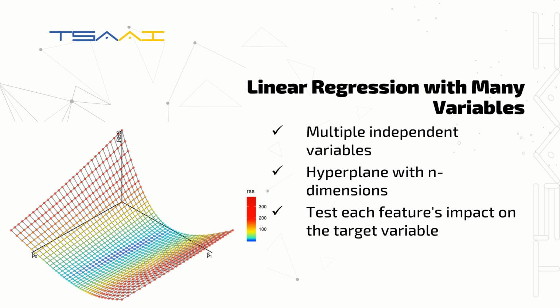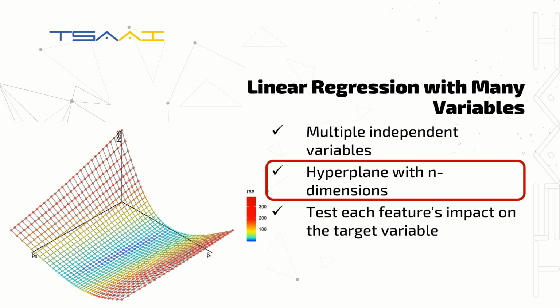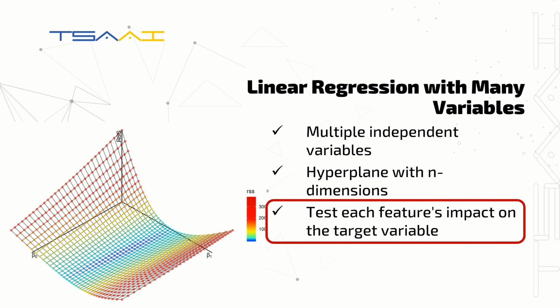In more realistic scenarios, we deal with multiple independent variables, or features, which can number in the hundreds. Linear regression extends seamlessly into this case, transforming into a hyperplane with n dimensions then. We often deal with many features, but not all matter. So to refine your model, we use feature selection, testing each feature's impact on the target variable. If a feature doesn't contribute significantly, based on measures like the so-called p-value, we can leave it out.